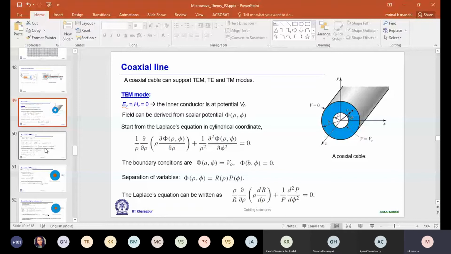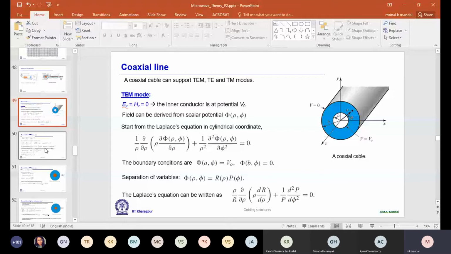Now, what should be the approach to find the electric and magnetic field distributions? So first we need to predict what are the modes that are supported by these coaxial cables. If we do a little analysis, then it can support TEM. You recall, if we have a two conductor system, then it can support TEM. One example was the parallel plate waveguide. So similar to the parallel plate waveguide, it can support TEM as well as TE and TM modes. So all these three different categories are supported by coaxial cable.